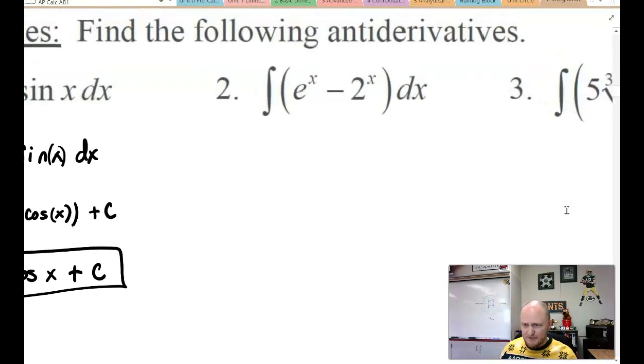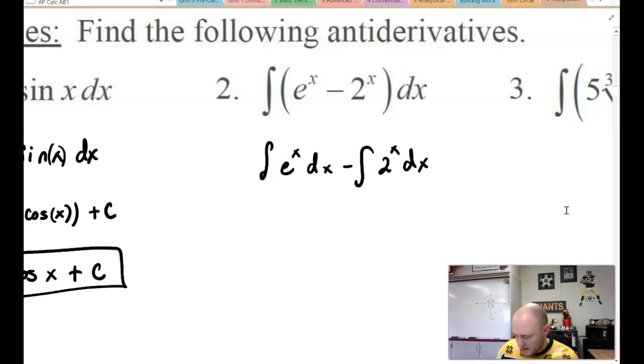I have the integral of e to the x dx minus the integral of 2 to the x dx, right? I can just integrate each piece by itself. Integral of e to the x, that one's really simple, e to the x, minus the integral of 2 to the power of x.